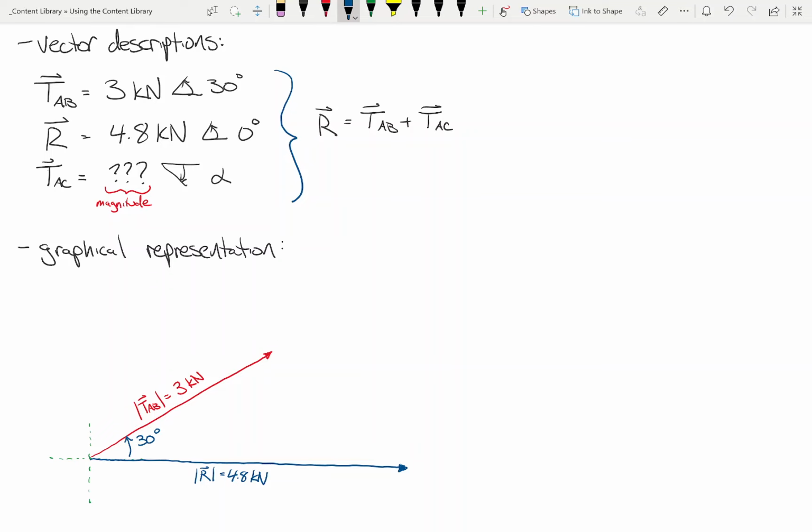Now, what we need to figure out is that vector. This is the vector we need to figure out. We need to describe that one, and we need to figure out its magnitude as well as its direction.